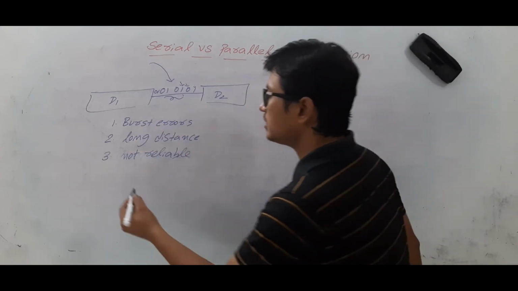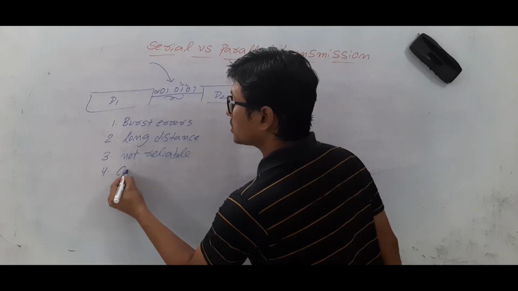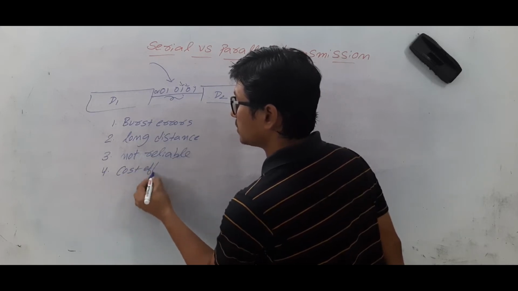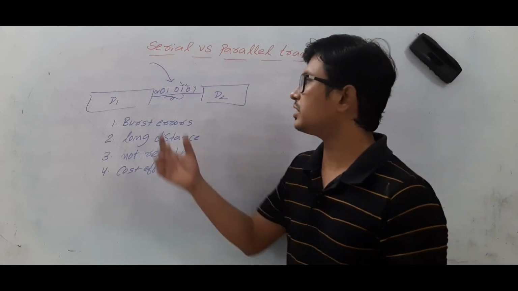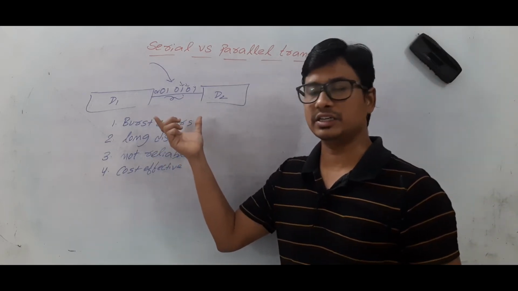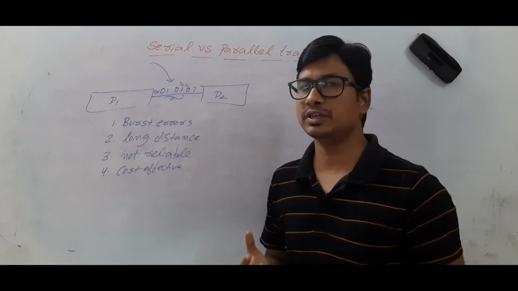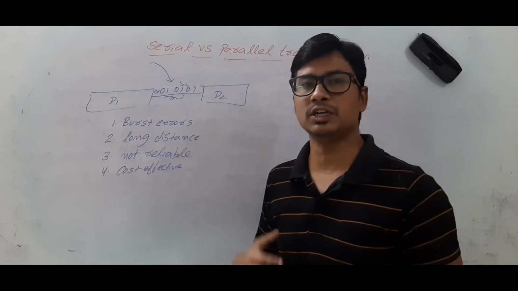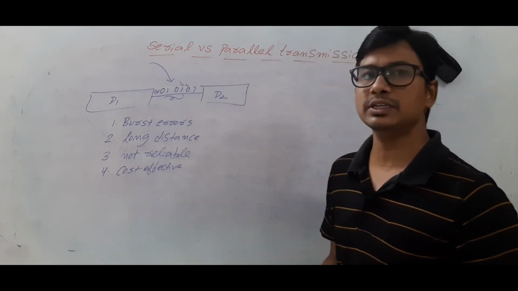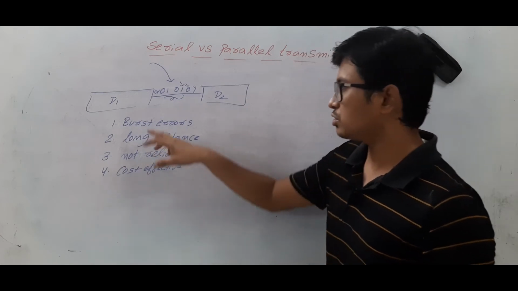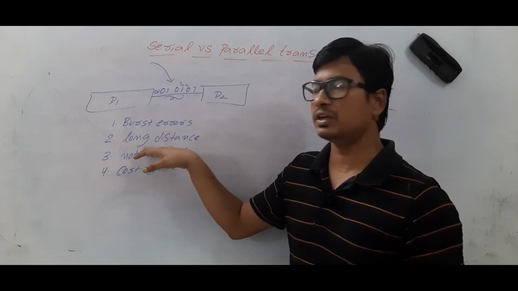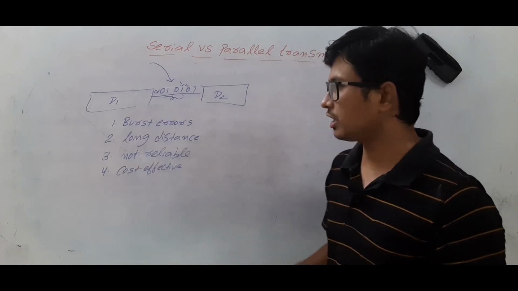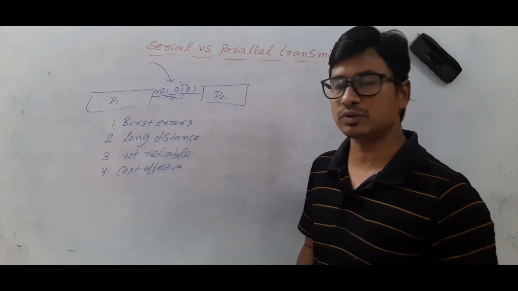And another thing is that it is a cost effective solution. Why is it a cost effective solution? I can transfer the data over a long distance. However, using parallel communication, I cannot do it. That parallel communication we will discuss later. First, let me discuss the serial communication. So, one is that we will get burst errors, we can use it for long distance, it is not reliable, and it is a cost effective solution.